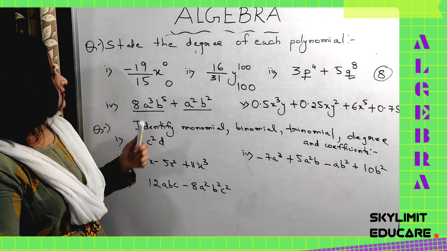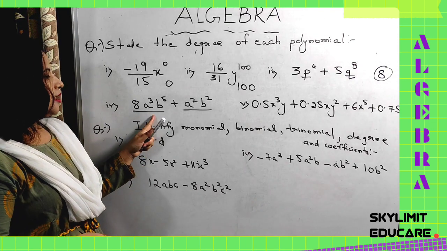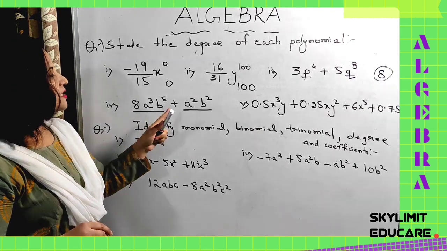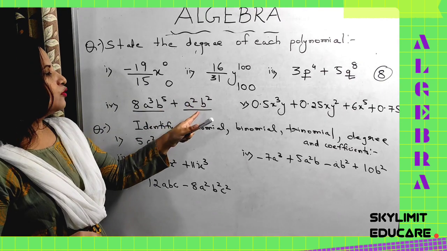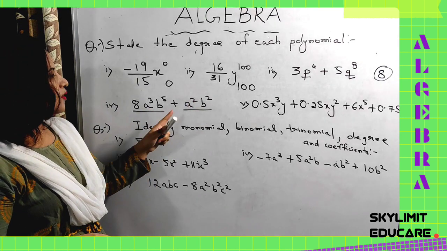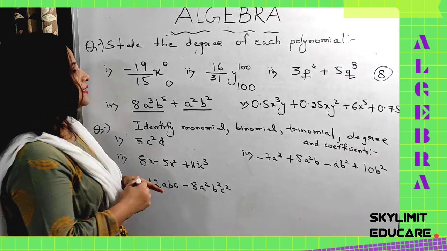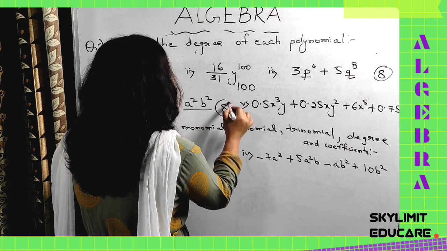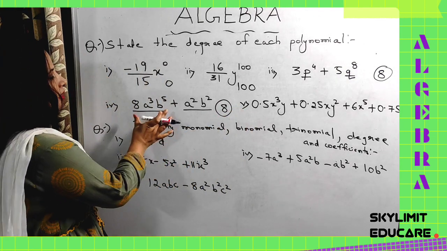So 3 plus 5, 8. This term has the power 8, and this one has 2 plus 2, 4. So which is greater, 8 or 4? 8 is greater, obviously. So what is the degree of the polynomial here? 8. Try to understand it, okay?